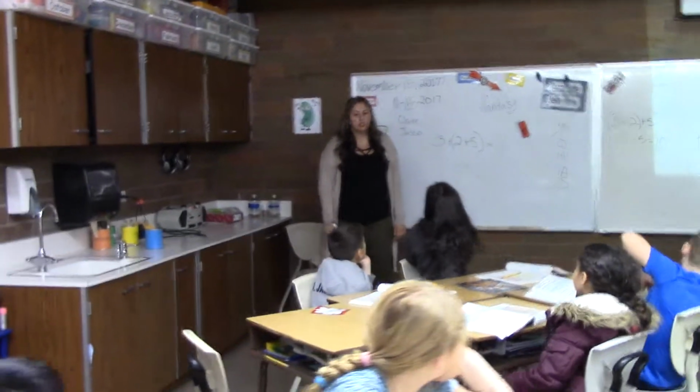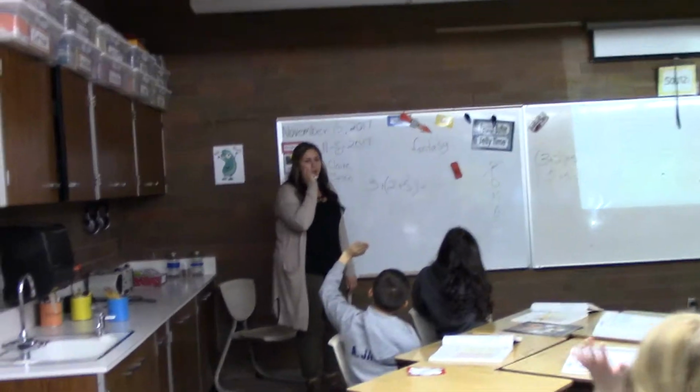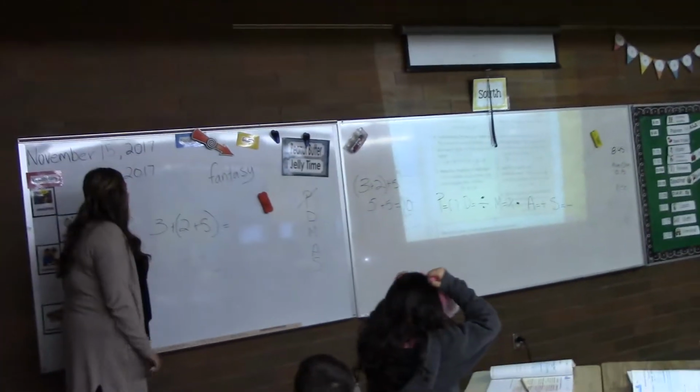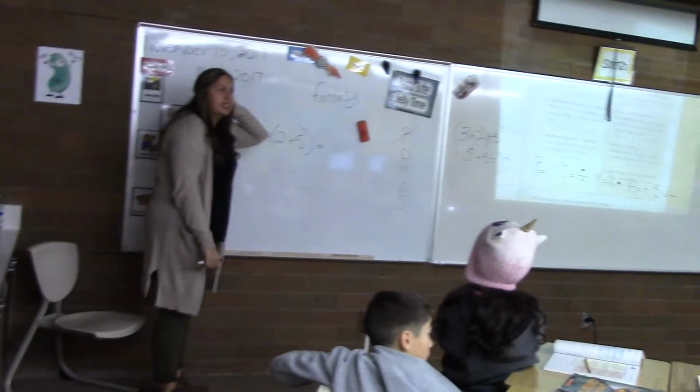So now where do we need to start first? Matt? The second part. Why? Because it has parentheses. So what numbers do we need to add together?